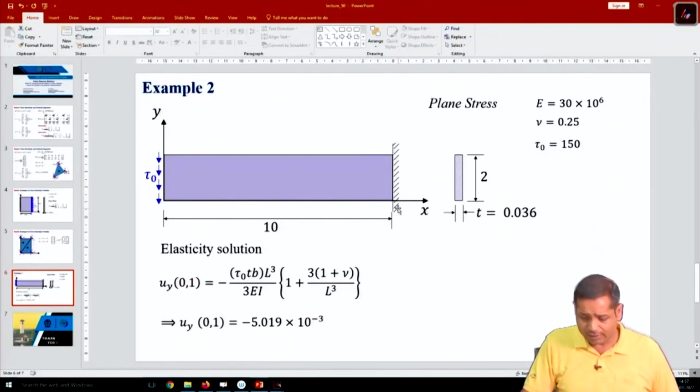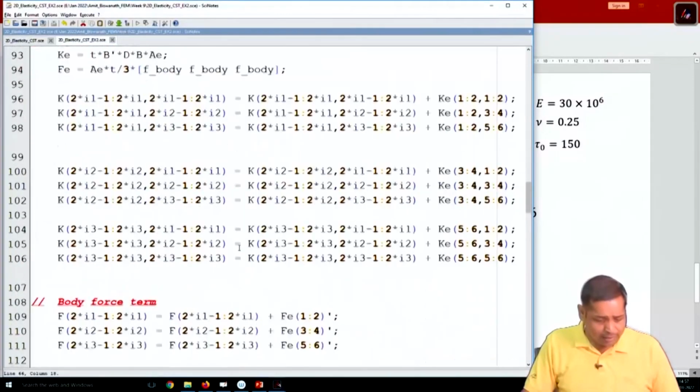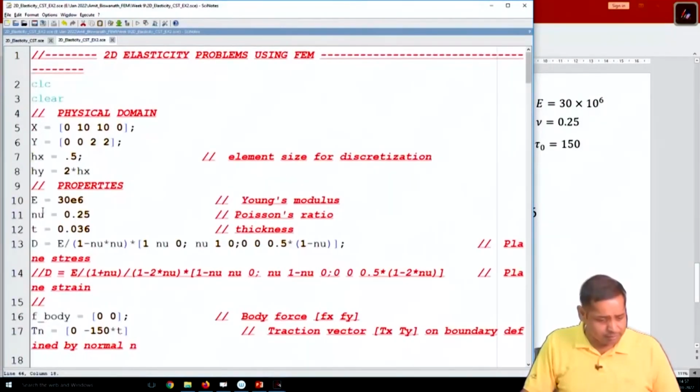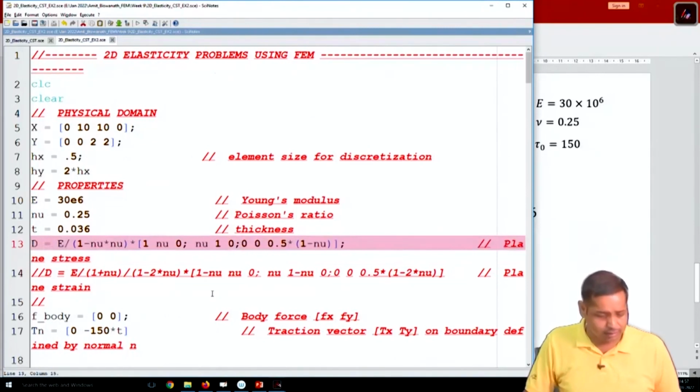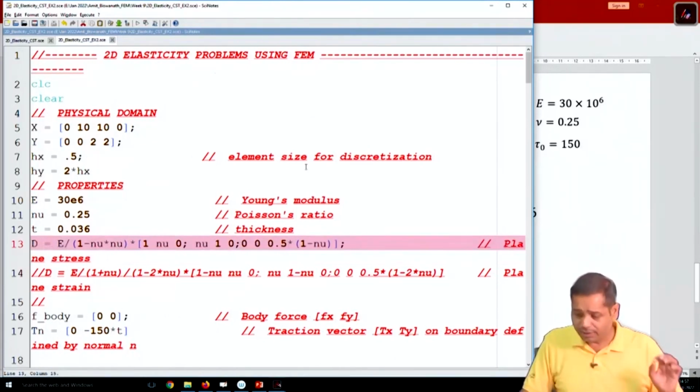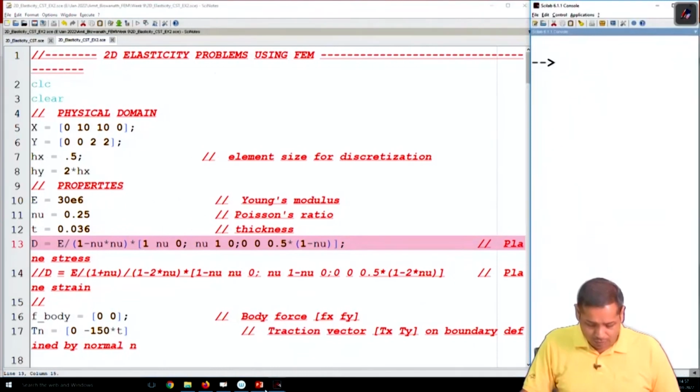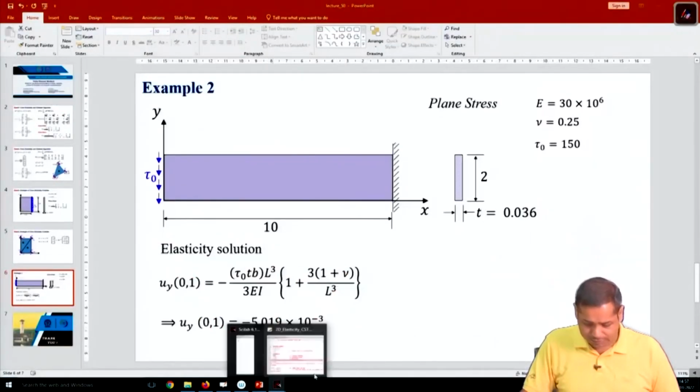We have essential boundaries at this, and natural boundary conditions at x is equal to 0. Rest of the things we don't have to give. These are the properties, and this is plane stress condition. So this is the D matrix. So let us start with first level discretization, and we know that our elasticity solution gives you this.